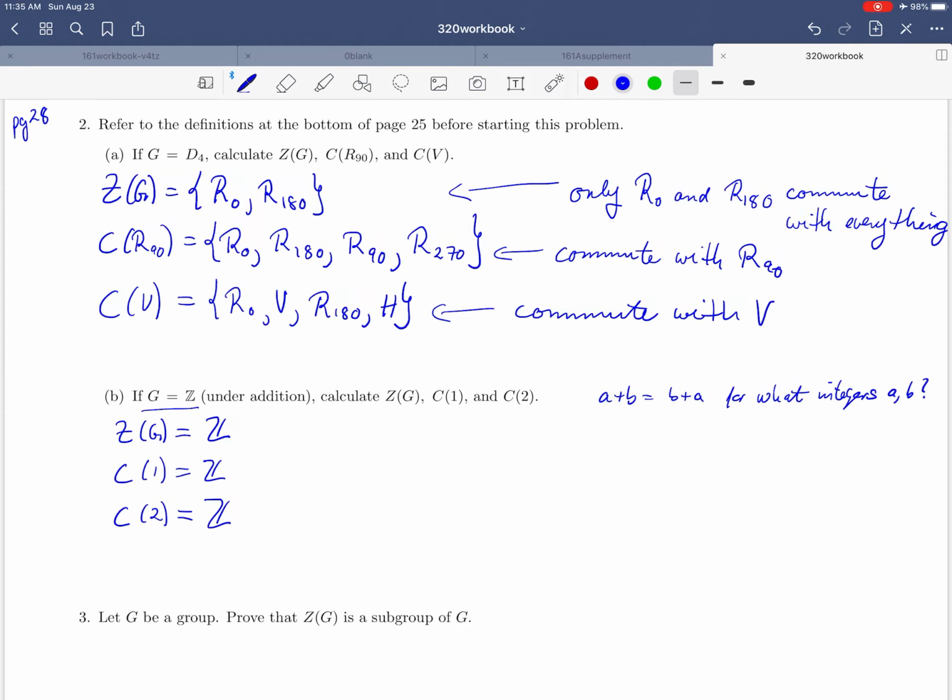Now, what is special about Z? Why was the answer Z to all of these things? Well, because Z itself is an abelian group. So this is true because Z under addition is abelian. So we have the commutative property in Z under addition. All elements commute with all other elements.